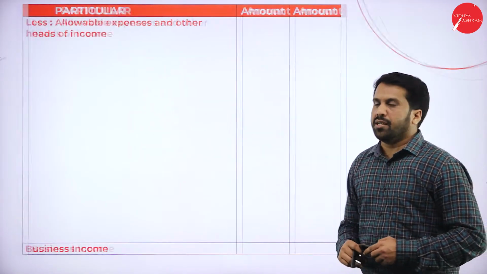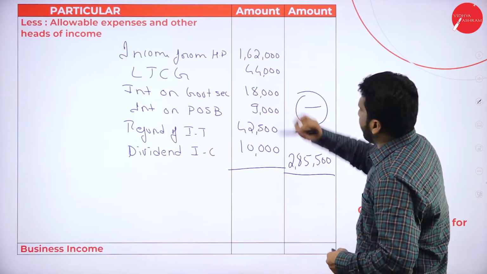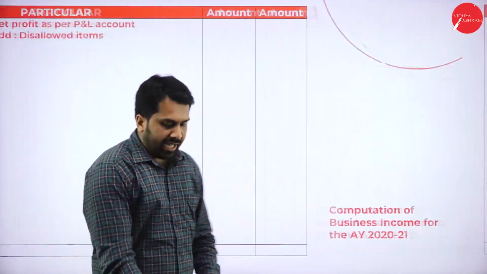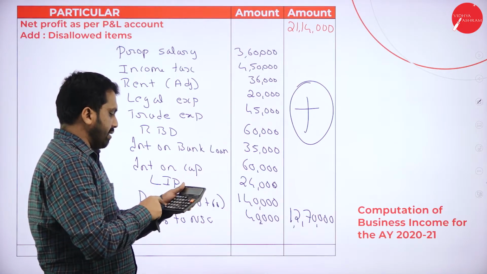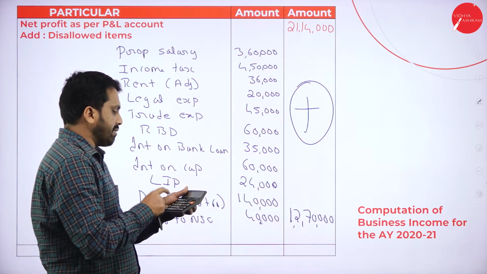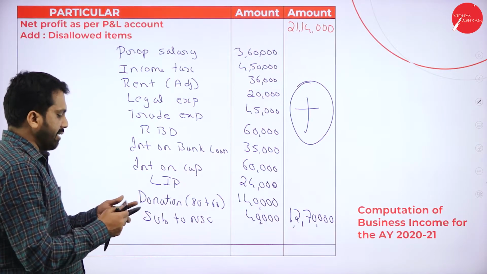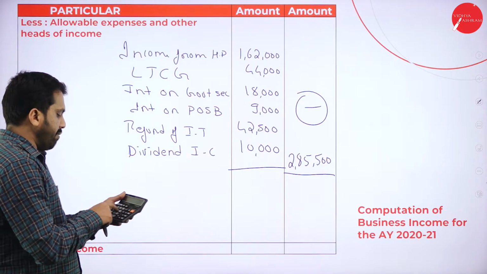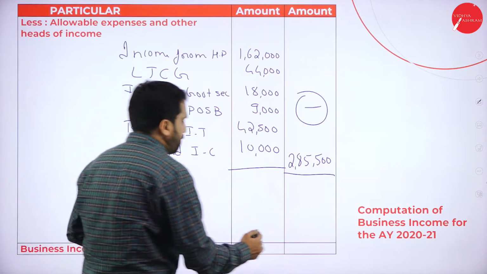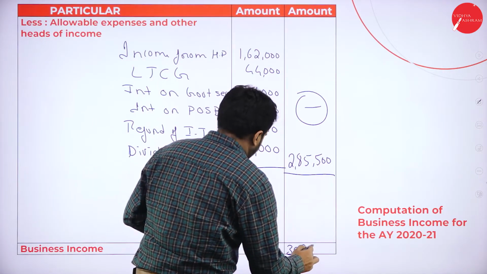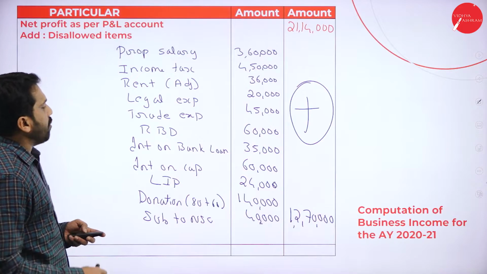Now what is the procedure? We are supposed to add and we are supposed to subtract. Now I'll go for your net profit. 21,14,000 plus 12,70,000 minus 2,85,500. I got around 30,98,500. So we'll cross check once.